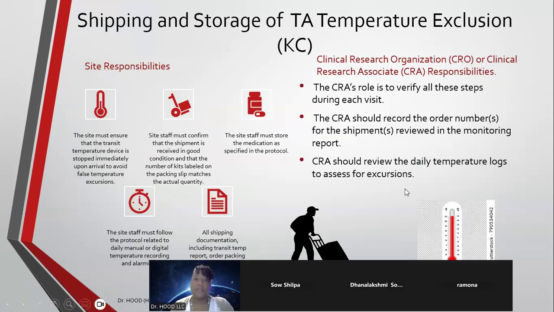Shipping and storage of the test article and temperature excursions. So what is the site responsible for? Site must ensure that the transit temperature device is stopped immediately upon arrival. So when you get a box of IP, whether it is room temperature or came refrigerated or came frozen, it should have a transit temperature temp tail. That's usually what they're called. And they're going to have a stop button on them. As soon as you open that box, that stop button should be hit. And that is to prevent false temperature excursions.